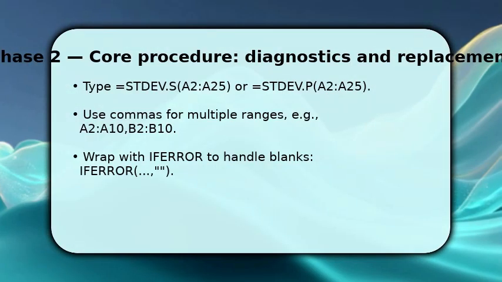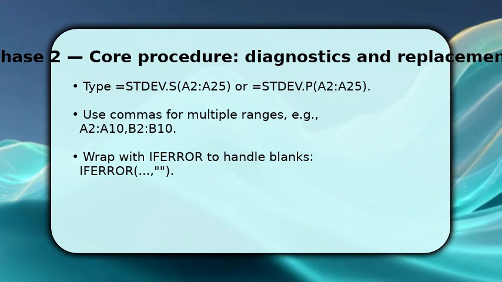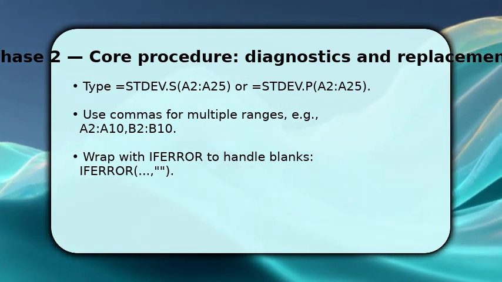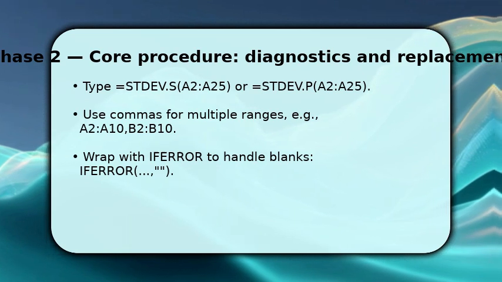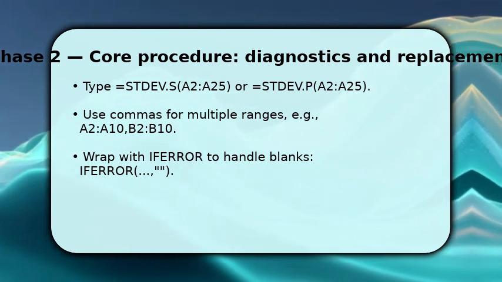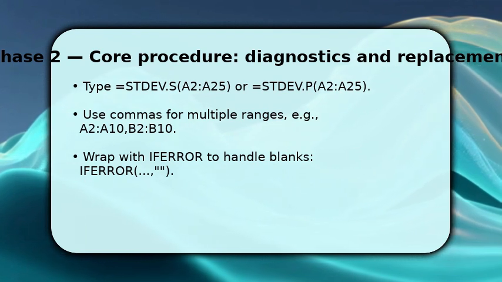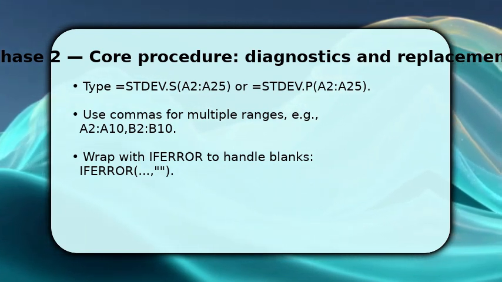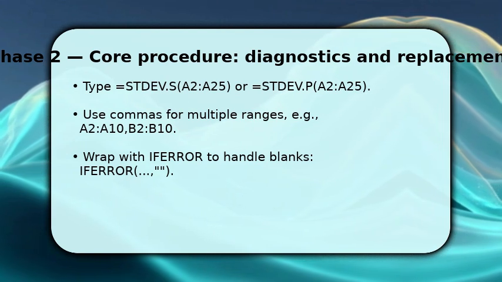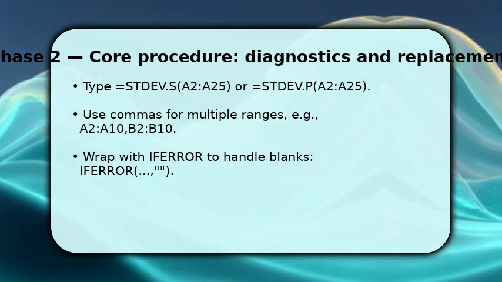Type equals STDEV.S(A2:A25) for a sample, or equals STDEV.P(A2:A25) for a population. If your numbers span multiple columns, include them separated by commas, like A2:A10, B2:B10. Once the formula is in place, press enter and inspect the result.